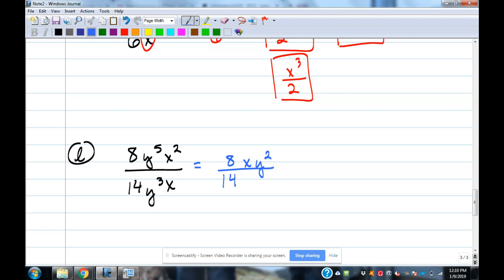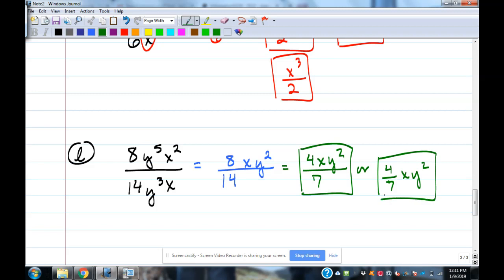Now 8 and 14. Will that fraction reduce? Does 4 go into 14? No. 2 does. And does 2 go into 8? Yes. So we can divide both of them by 2 and get 4xy squared. 2 goes into 14 7 times. You might write this 4/7 xy squared. Either of those is absolutely the same thing. I would take either of those on a quiz for sure as the answers. They're both the same.